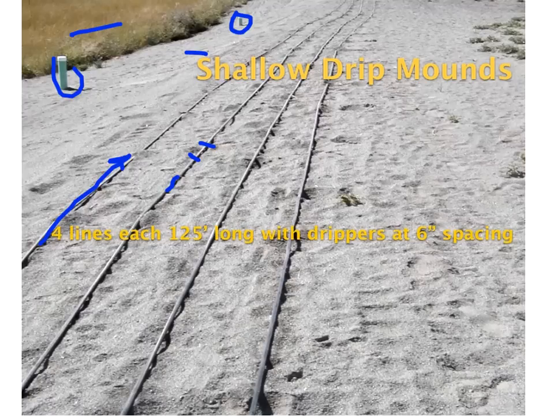And of course, the shallow drip mounds are aesthetically far more pleasing than the conventional drip mounds. So this is a technique that I think you're going to see more and more of. We're seeing more of them in Washington. They're getting more popular because that's where Scott started.